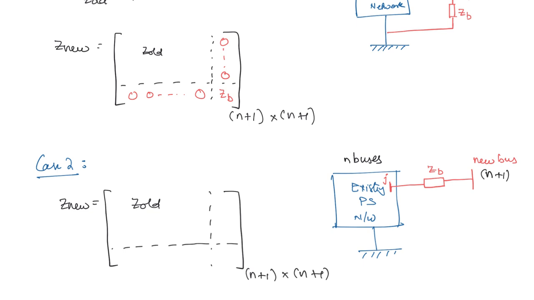Now what are the elements of the new row and column? The diagonal element is going to be ZJJ plus ZB. What is ZJJ? It is the element of the old matrix in the jth row and jth column, so it is a diagonal element. Now why J? Because from the jth bus we are connecting the new bus. So that is why ZJJ. Now the other row elements are going to be the same as the jth row, the elements of the jth row.